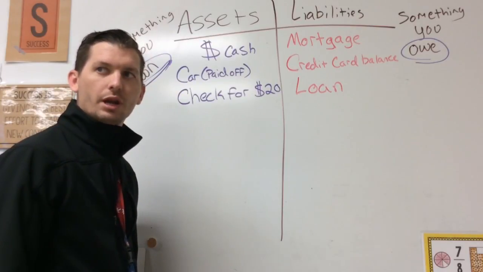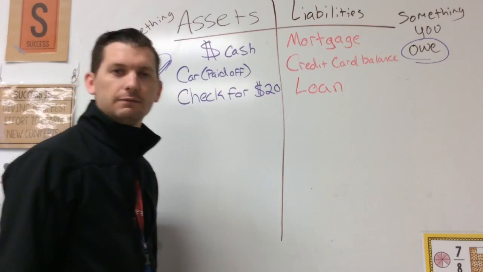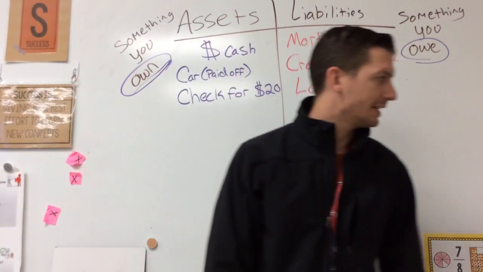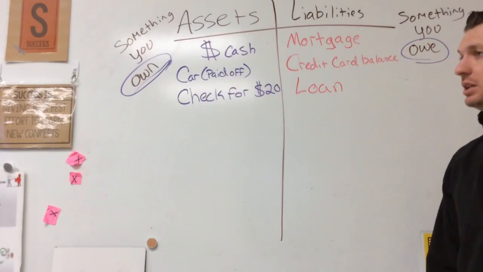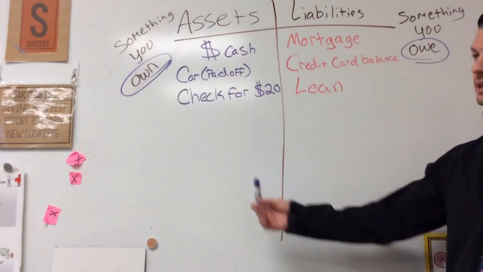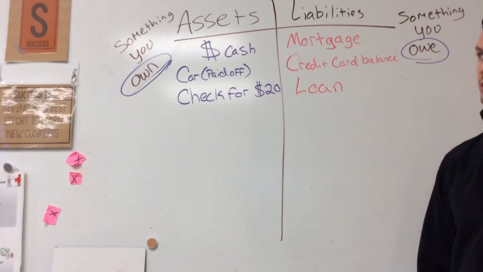So what I want you to do now is think of, let's say, 2 or 3 examples of each one, and I want you to write it under either asset or liability, okay? So either asset or liability. I need 2 more examples when you come to class.